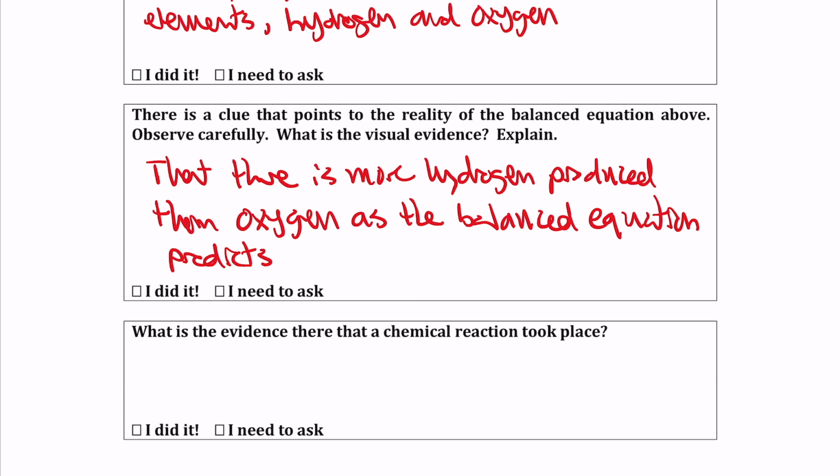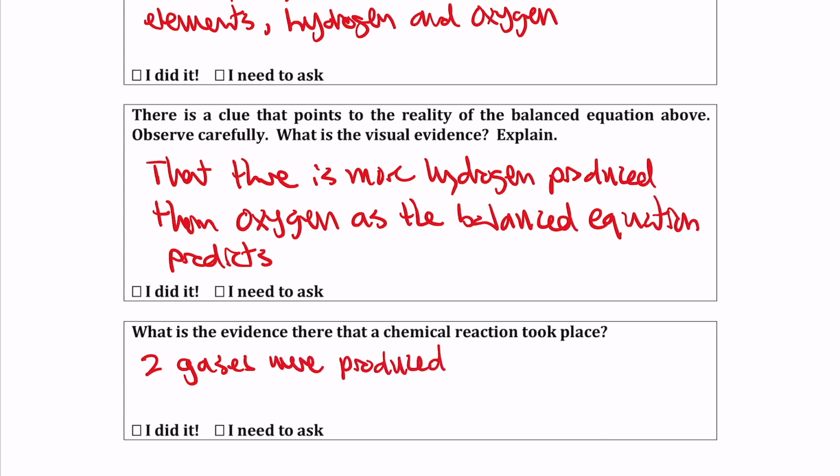What is the evidence that a reaction took place? Well, a gas was produced. Actually, two gases were produced. Those weren't there before. They weren't in the water. It wasn't carbonated water or pop or something. So two gases were produced. That's the evidence that that water changed from one chemical to two different chemicals, in this case, hydrogen gas and oxygen gas.